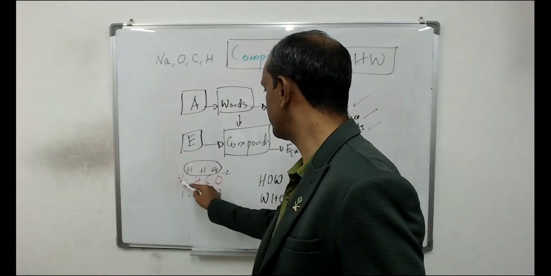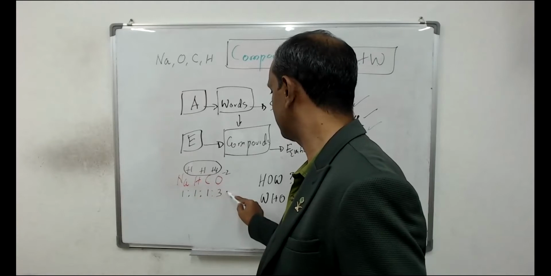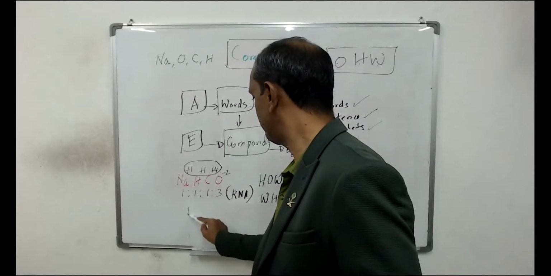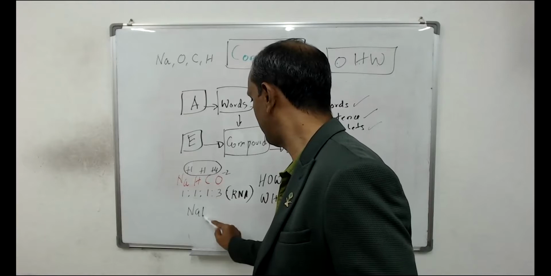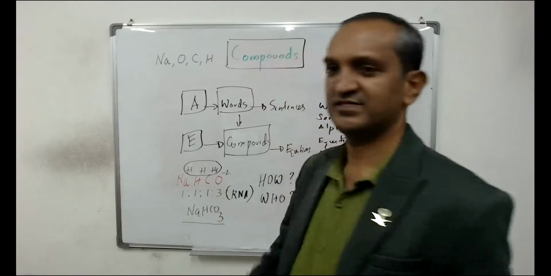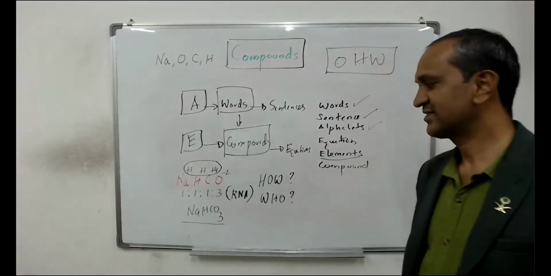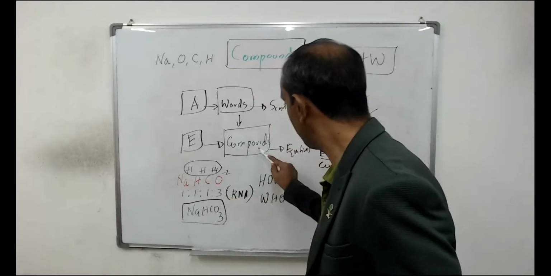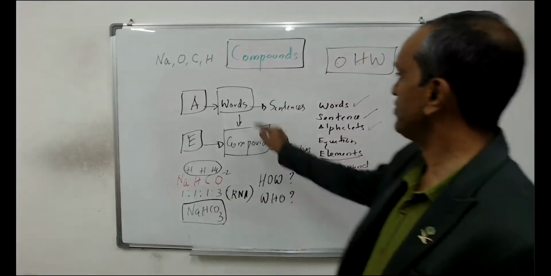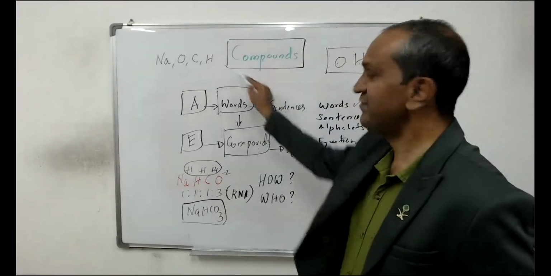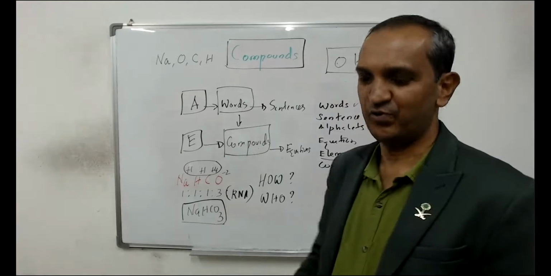So the ratio of the sodium, hydrogen, carbon, and oxygen is the relative number of atoms joined together to form a compound called sodium hydrogen carbonate. This is the formula of the compound, quite similar to the words of the English language. Now let us go for the definition of compound.